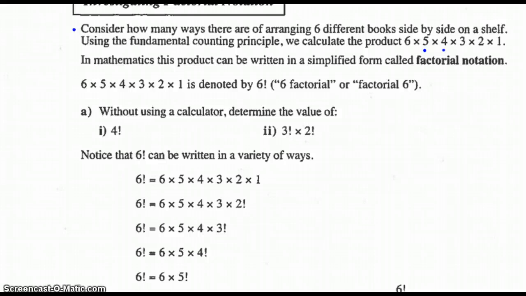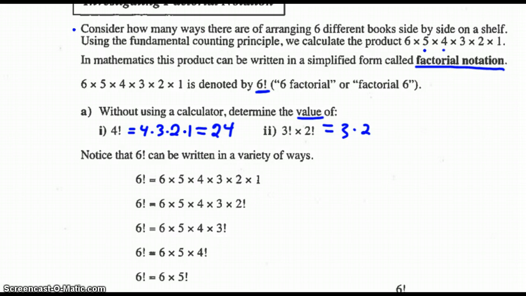In mathematics, this product can be written in simplified form called factorial notation. So 6 times 5 times 4 times 3 times 2 times 1 is denoted as 6 factorial. The exclamation mark means factorial in mathematics. So 4 factorial is 4 times 3 times 2 times 1. Determine the value of that. 4 times 3 is 12, times 2 is 24, times 1 is 24.